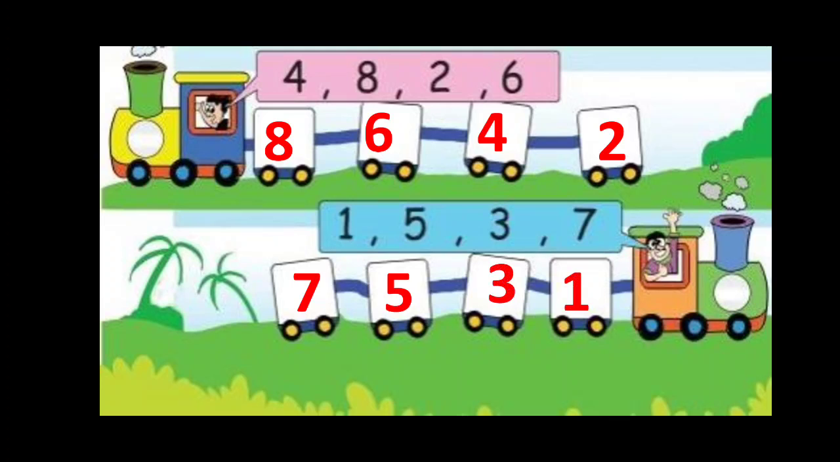Very good, children. I hope you all have understood what ascending order and descending order are. Always remember, children, ascending order, A, means writing the numbers from a small number to a big number. And descending order, D, means writing numbers from a big number to a small number.